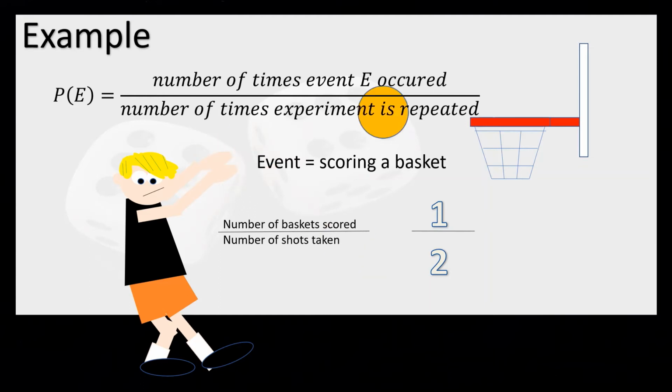At ulitin pa natin. Okay, so hindi na-shoot yung bola on the third trial. So, number of baskets scored ay 1 pa rin, pero number of shots taken is 3 dahil pangatlong trial natin yun. And that is how we show the experimental probability.